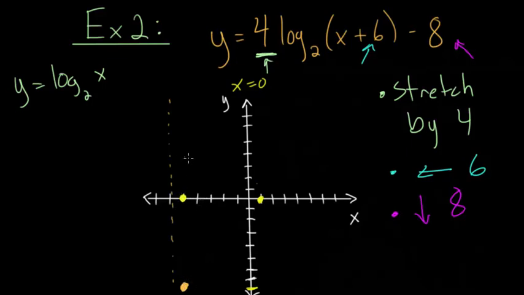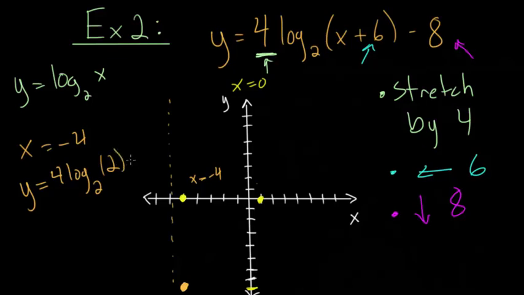So this is an x value of -5. So I'm going to choose an x value of -4. So when x is -4, we want to figure out what y is equal to. So let me rewrite that. When x is -4, we have y is equal to 4 times log base 2 of -4 plus 6, which is 2, and then -8. And log base 2 of 2 is 1. So this just becomes 4 minus 8, which is -4. So when x is -4, y is also -4. So here is a second point on our graph.